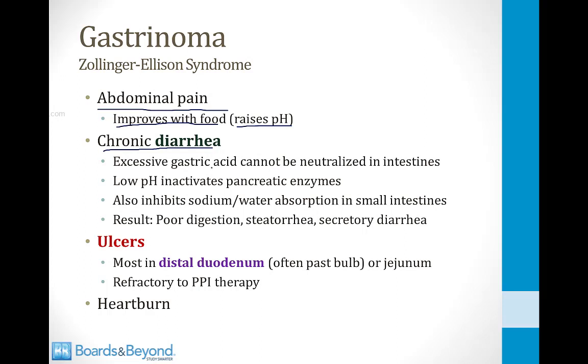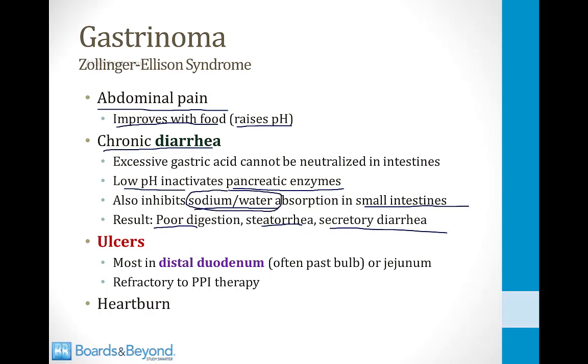So acid spills into the intestines, and the low pH in the intestines inactivates the pancreatic enzymes. They don't function well at a low pH. In addition, all that acid in the intestines inhibits sodium and water absorption in the small intestine. So as a result, patients with the Zollinger-Ellison syndrome have poor digestion, steatorrhea, and they can have a secretory diarrhea from all of the sodium and water spilling into their intestines.